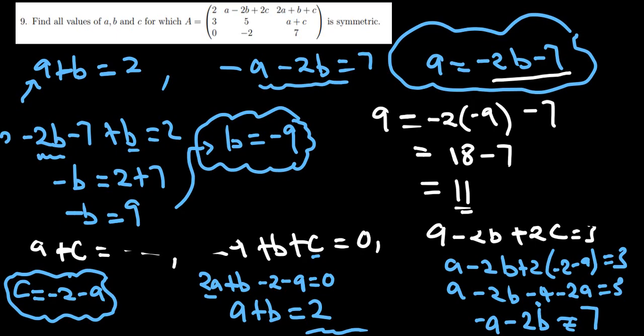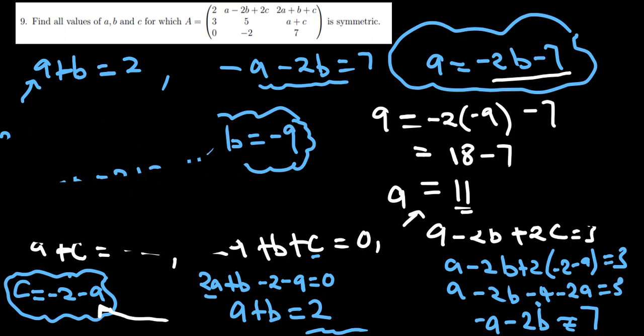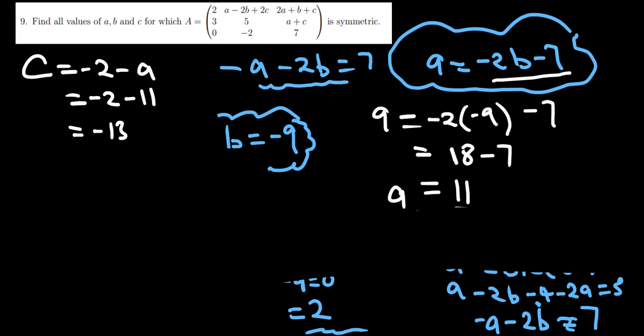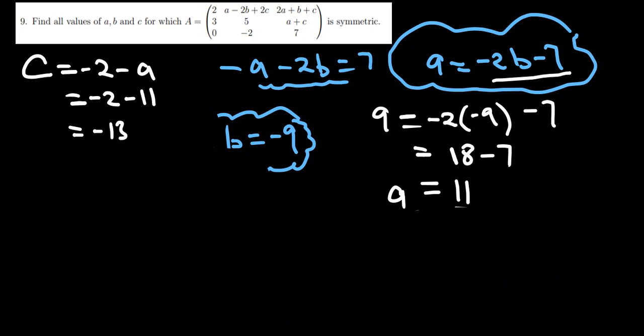So our a is 11, our b is minus 9. And then from this we can find the value of c. So let's create some space. We are going to say c is equal to minus 2 minus a. So this will be minus 2 minus 11, which will be minus 13. So we found the values of a, b, and c. The value of a is equal to 11, b is equal to minus 9, and c is equal to minus 13.